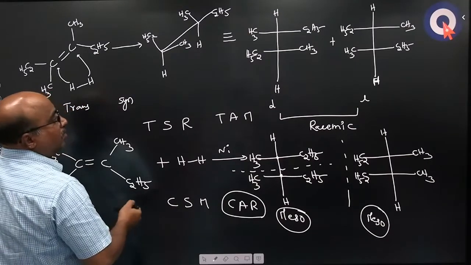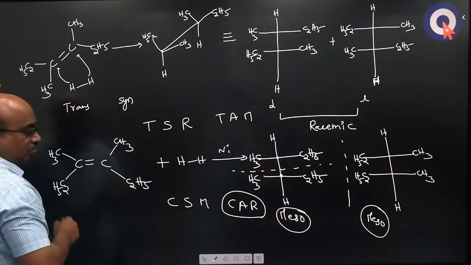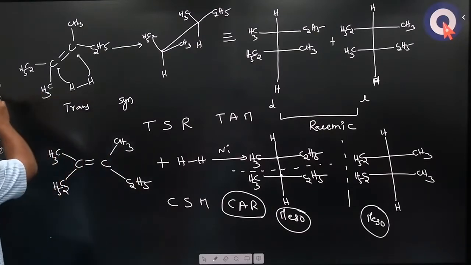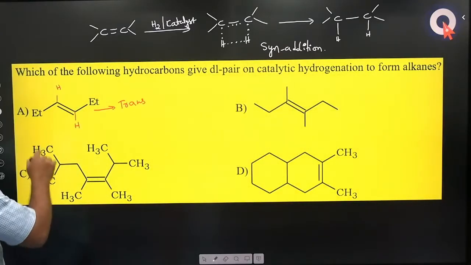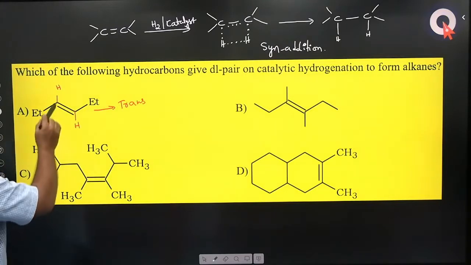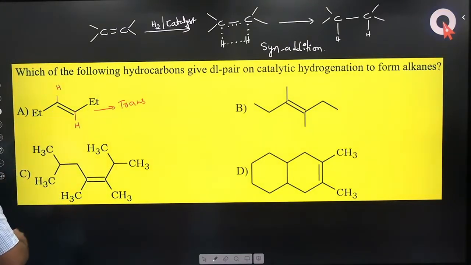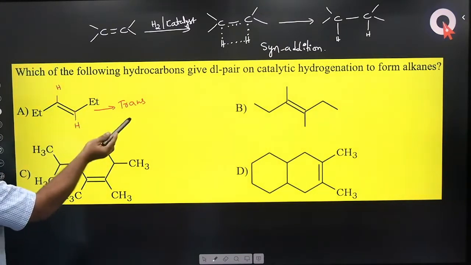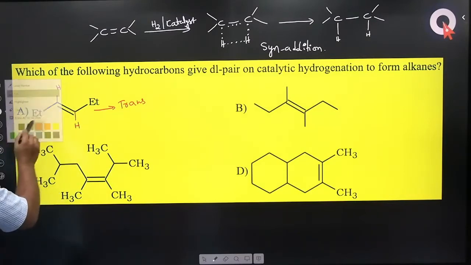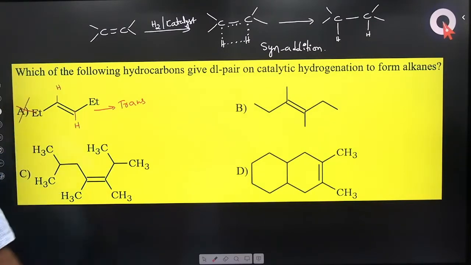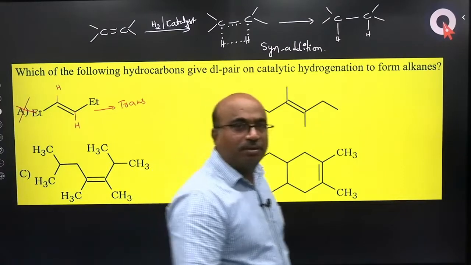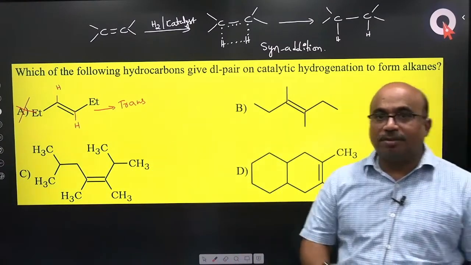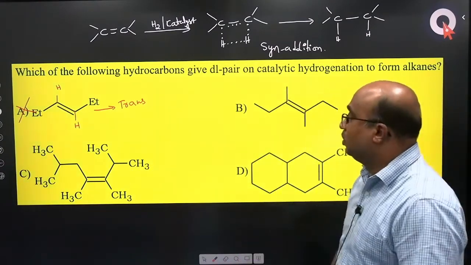So I think, suppose we go with the question now. What is that? A trans compound, when you are adding hydrogens here, you don't get an optically active compound anyhow. So this cannot be your option. Maybe sometimes multiple options are correct, so let us see that also.